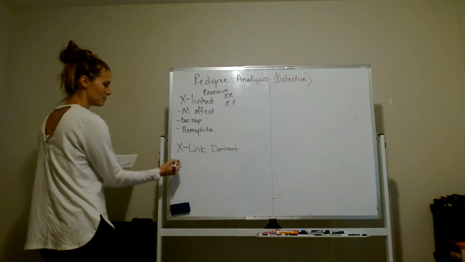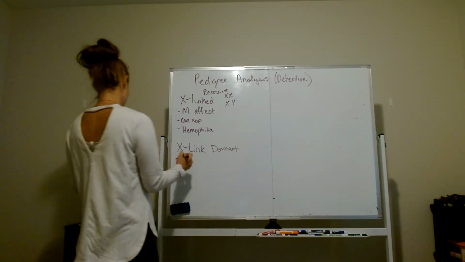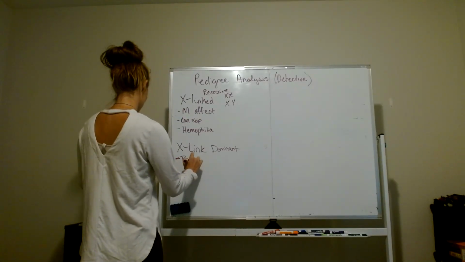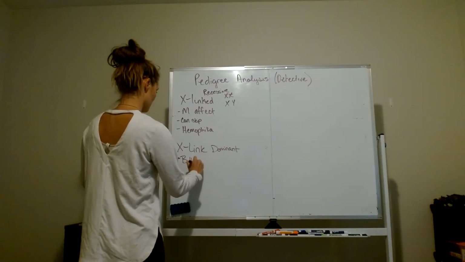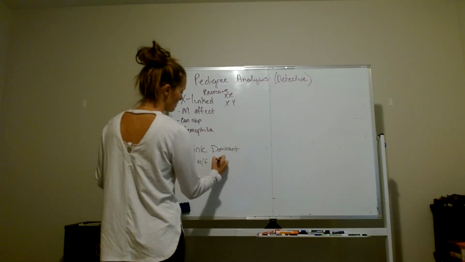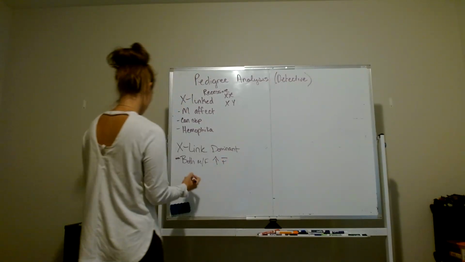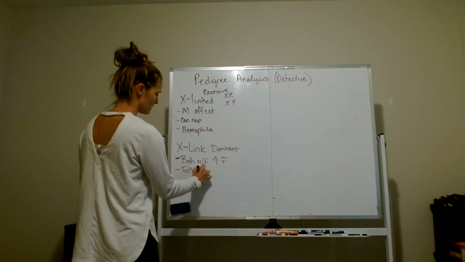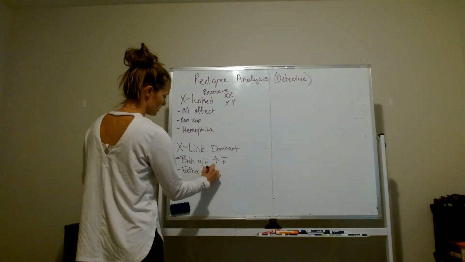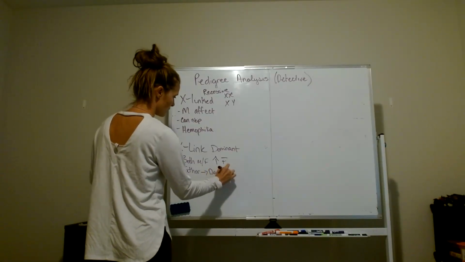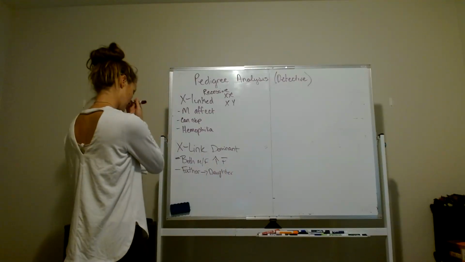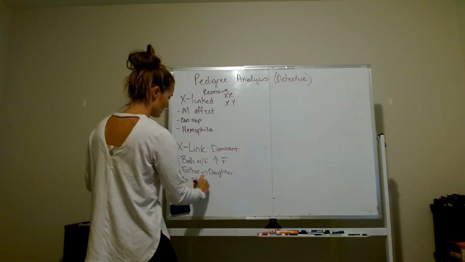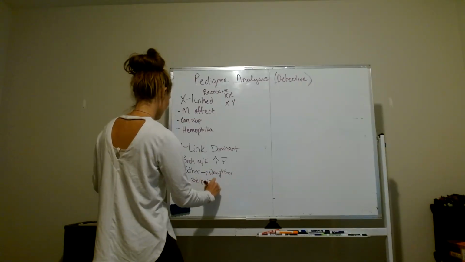Hopefully this is making sense with you guys. X-linked dominant would be both males and females, but more likely in females. The fathers pass it to the daughter. That's how it gets passed on. And then it does not skip generations. No skipping. So this is something like Fragile X syndrome.